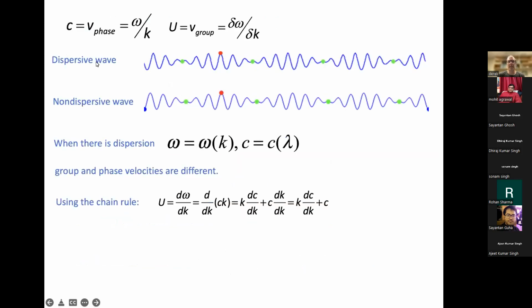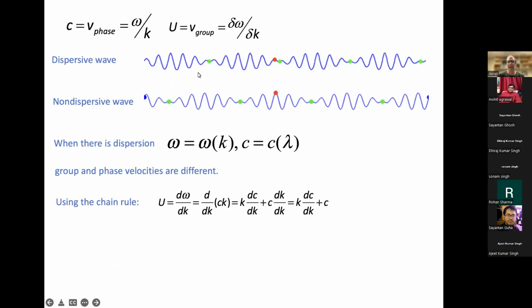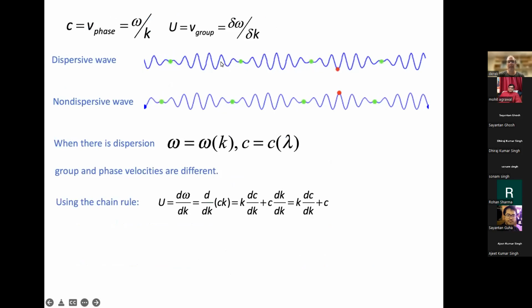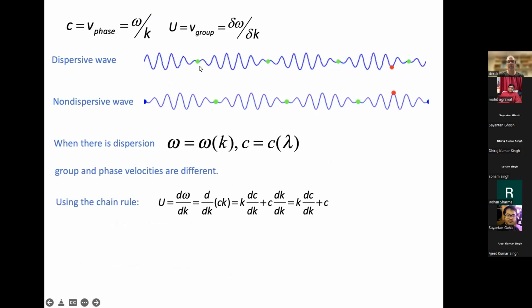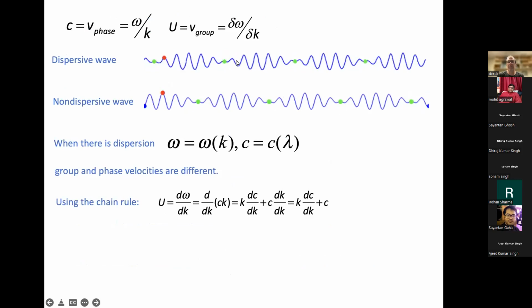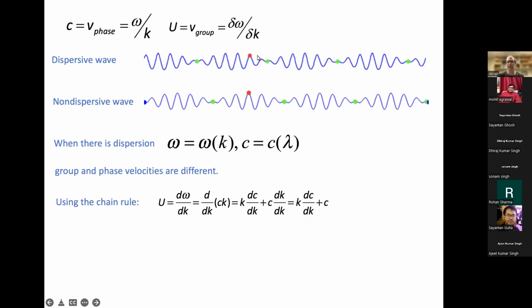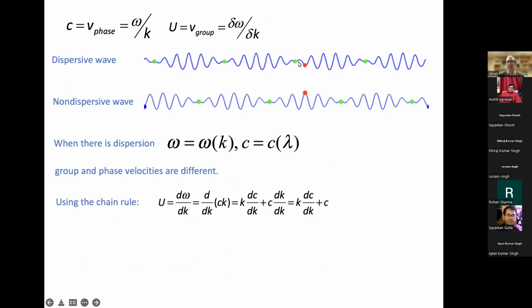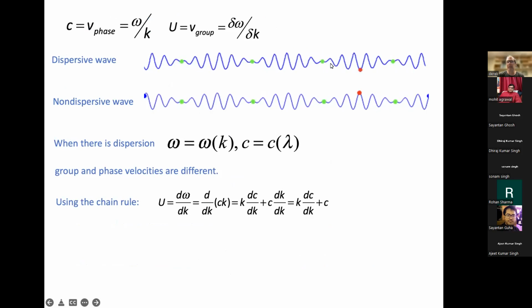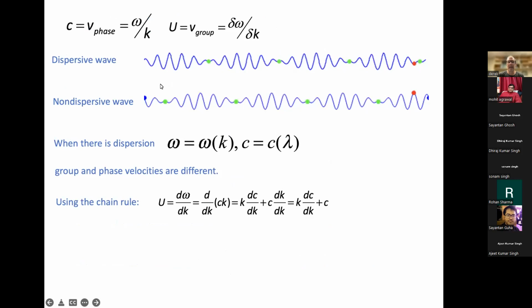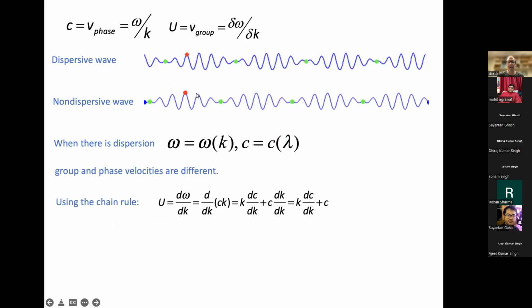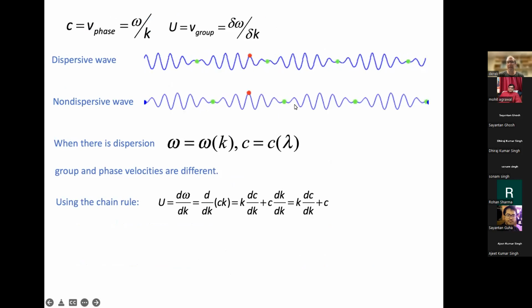In a dispersive wave, the phase velocity is different from the group velocity. So the phase velocity is shown by the red circle, and the group velocity is shown by the green circle. In a non-dispersive wave, the group velocity and the phase velocity are the same.